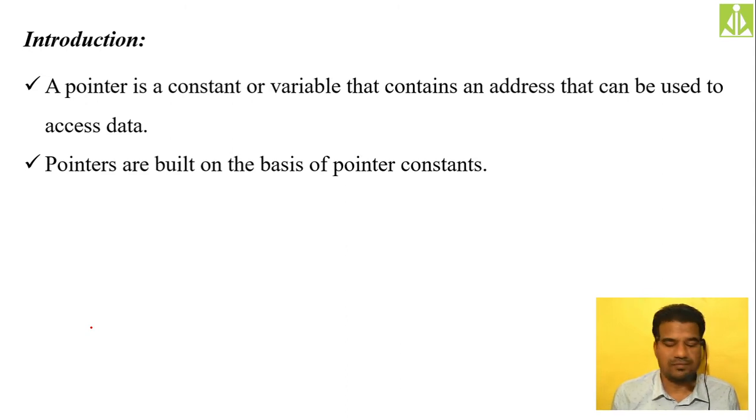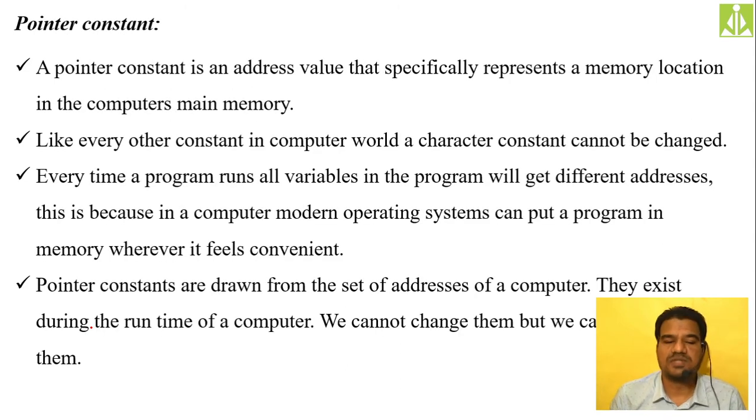Okay, next thing, pointer constant. A pointer constant is an address value that represents a memory location in the computer's main memory. As we said, whenever we are talking about a pointer constant, it is an address, isn't it? It is a specific address which indicates a particular memory location inside your computer's main memory. Similar to a house address, it indicates a particular house in the city, and that house is going to have a unique address, and you cannot change that address.